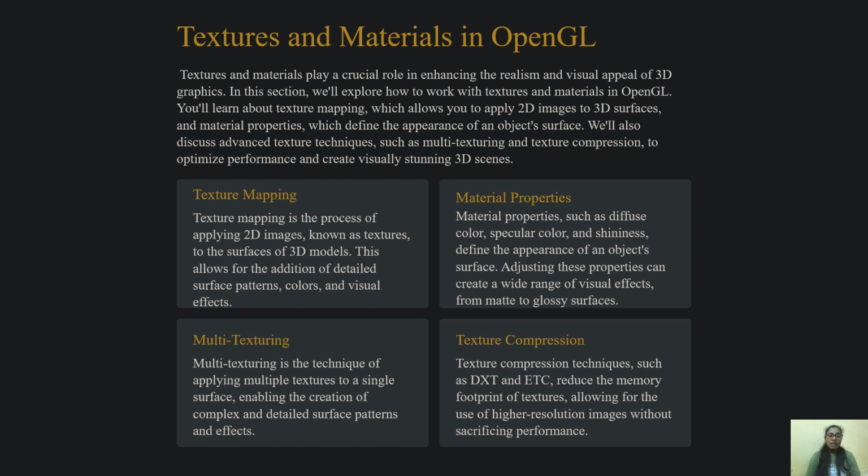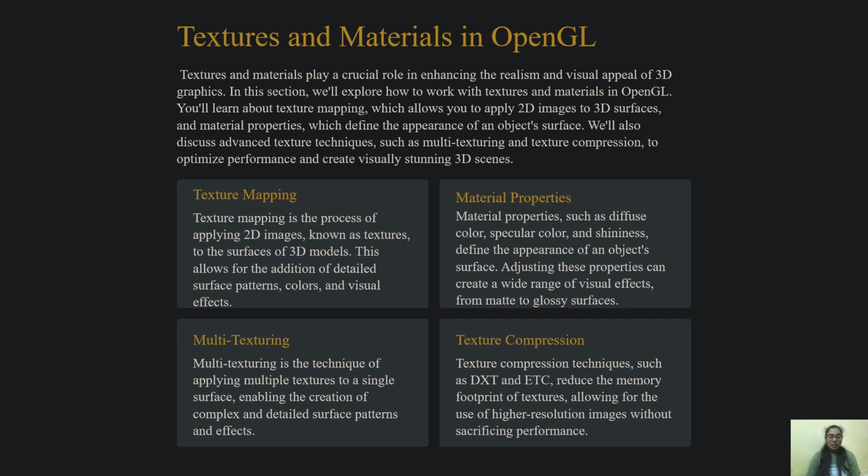We will also discuss advanced texture techniques such as multi-texturing and texture compression to optimize performance and create visually stunning three-dimensional scenes. The first one is texture mapping. Texture mapping is a process of applying two-dimensional images, known as textures, to the surface of three-dimensional models. This allows for the addition of detailed surface patterns, color, and visual effects.